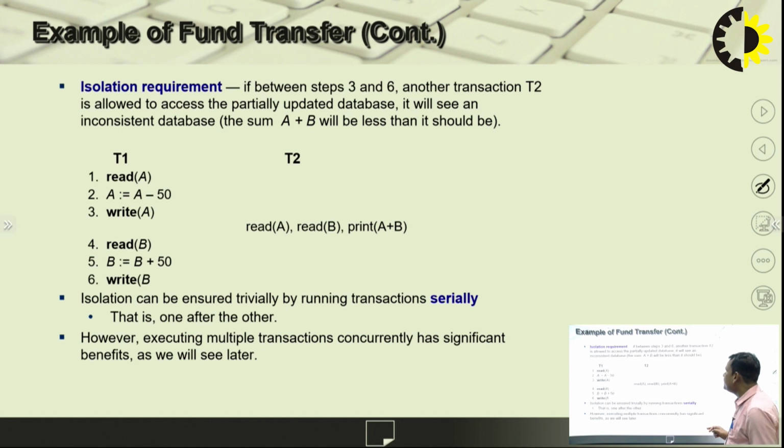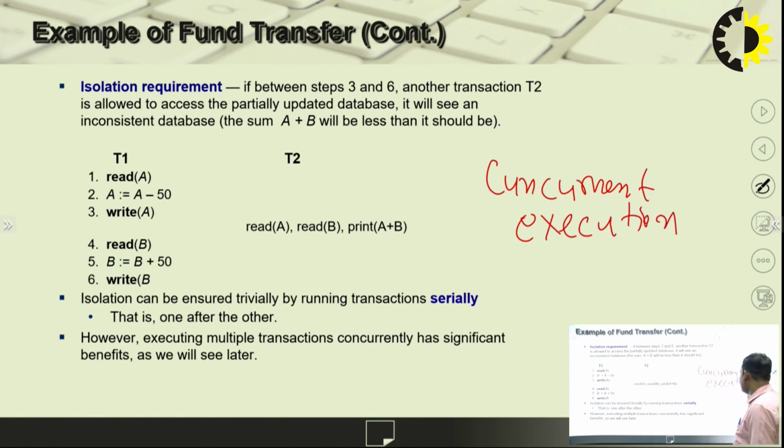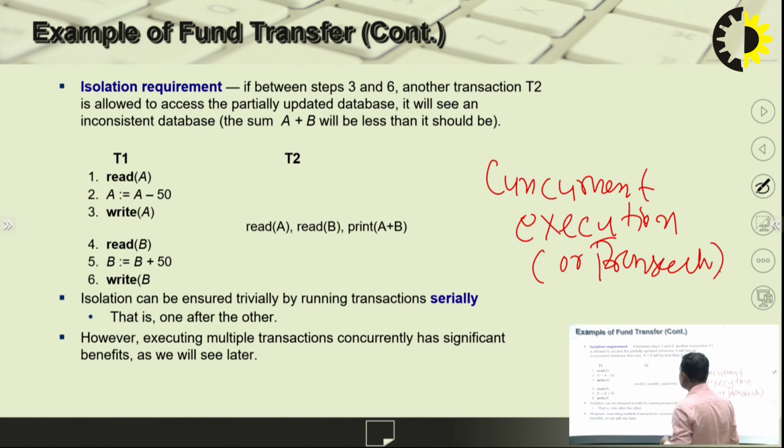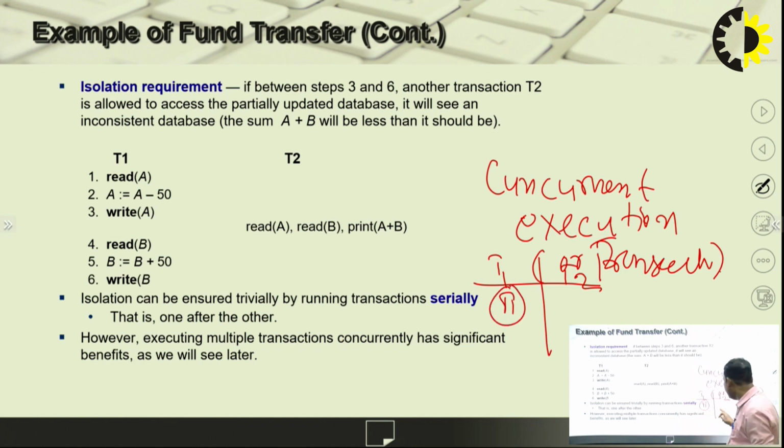Isolation means concurrent execution or parallel execution of transactions. The first is transaction T1 and the second is transaction T2. T1 is executed but cannot affect the T2 transaction. This process is known as concurrent execution or parallel execution.